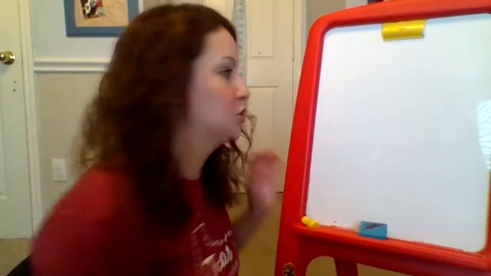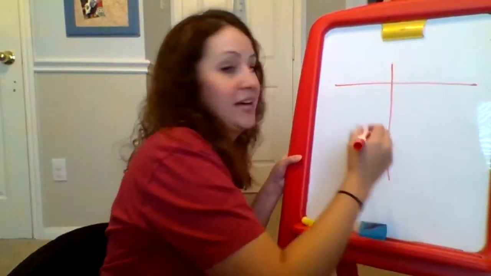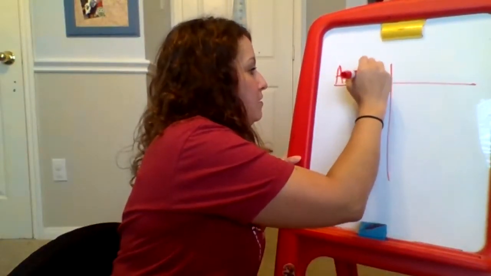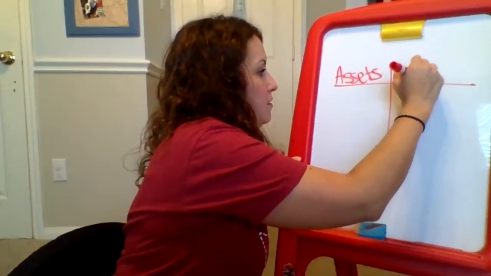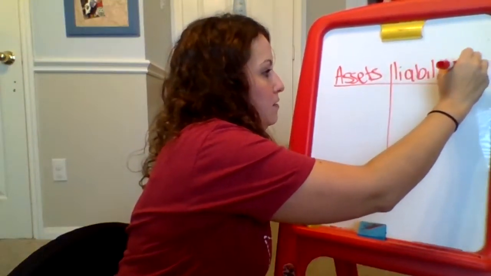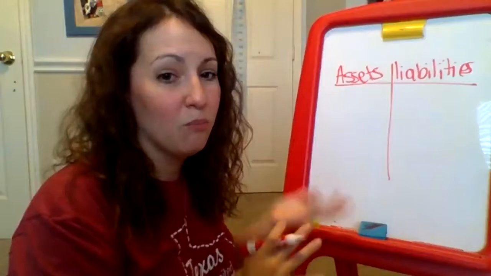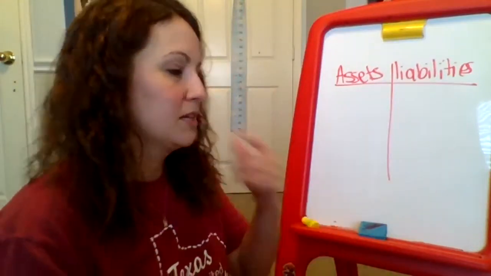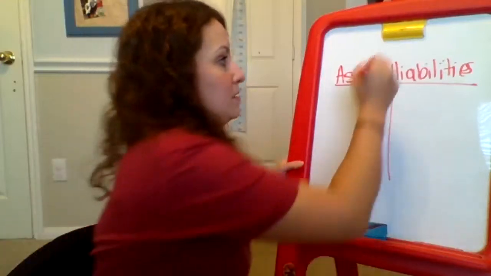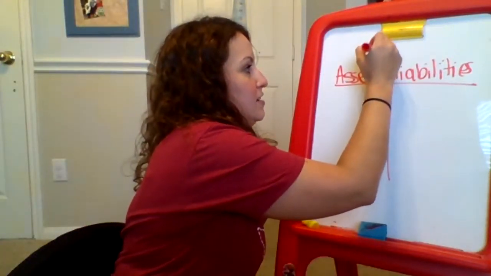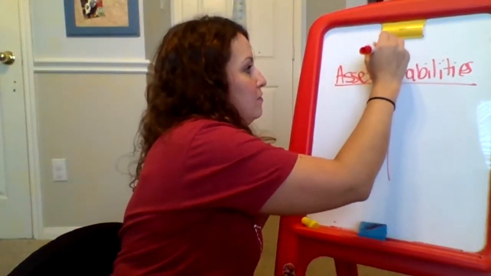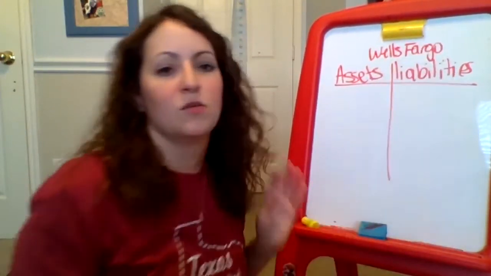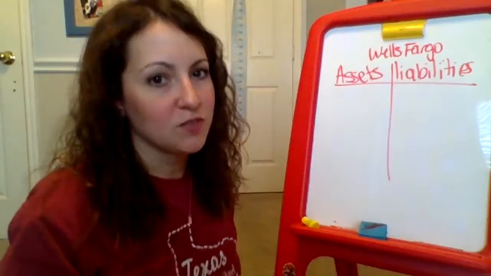Okay, so bank balance sheets. We've got assets on one side, liabilities on the other. Yeah, this is a really small board, but it's fine. Okay, so assets and liabilities. Remember, this is a bank. This is, let's say, Wells Fargo. So this is the bank balance sheet for Wells Fargo.